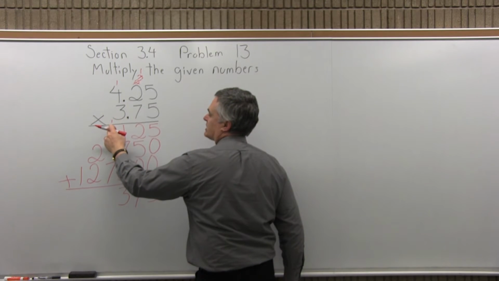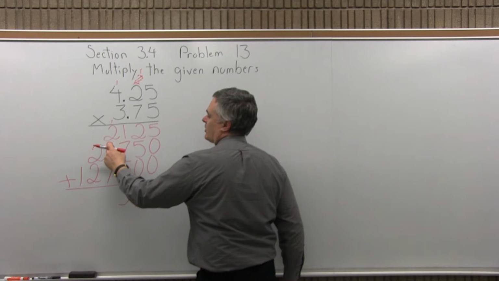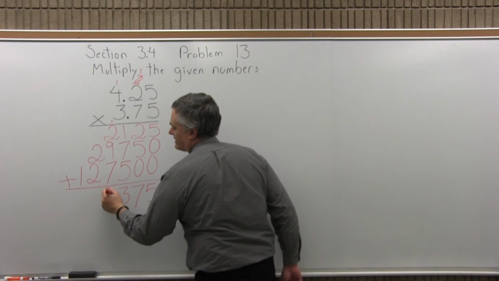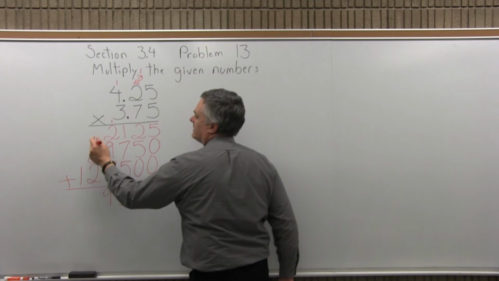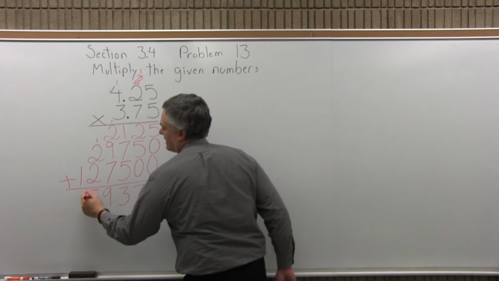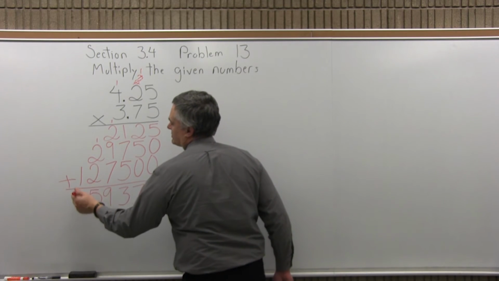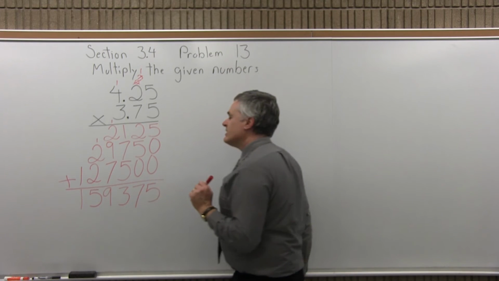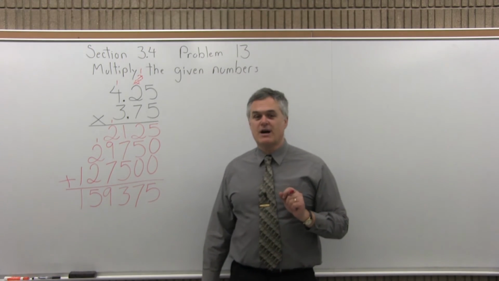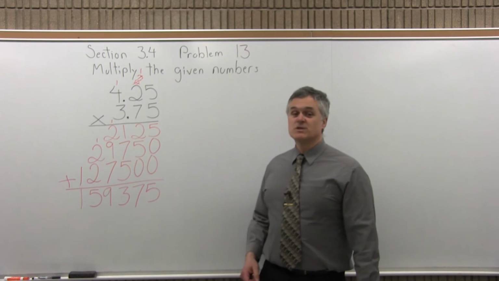1 plus 2 is 3. 3 plus 9 is 12. 12 plus 7 is 19. For 19, write the 9, carry the 1. Then 1 plus 2 is 3. 3 plus 2 is 5. And finally, nothing plus 1 is 1. So I have an answer without the decimals of 159,375. But I have to put the decimals back.